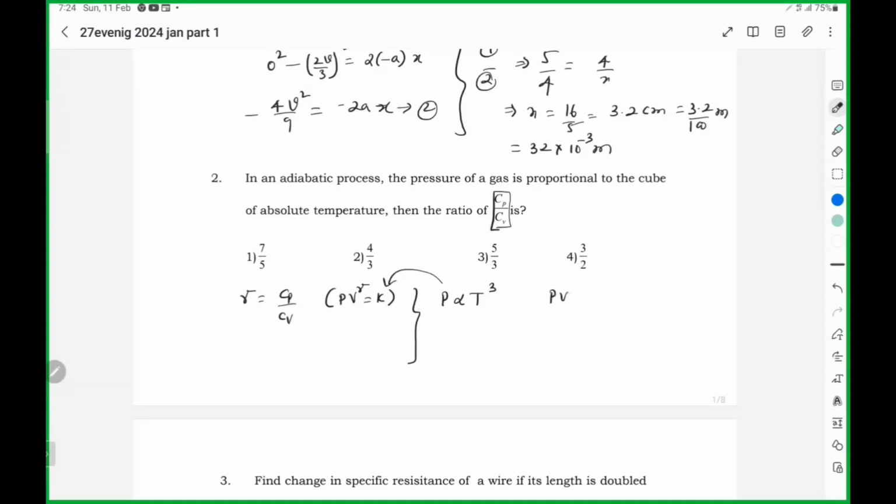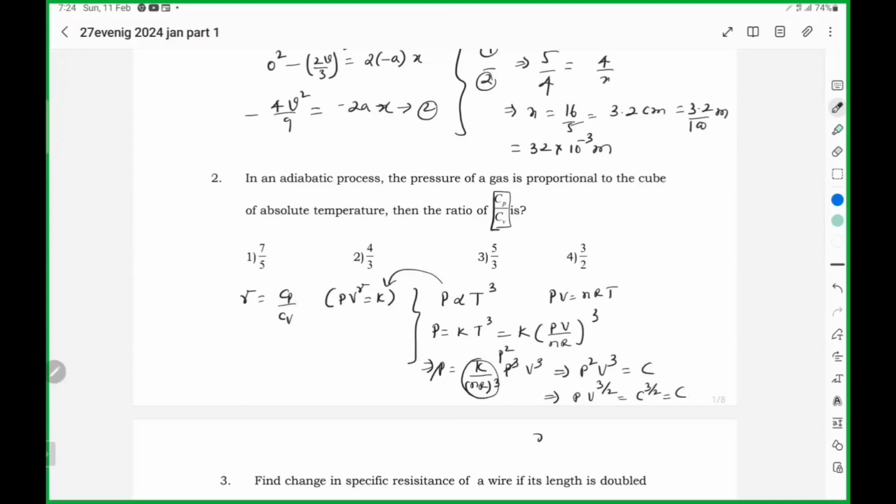The ideal gas equation is this. Here P is K times T cube. In place of T, I will write PV by nR, whole cube. So P here is K by nR whole cube, P cube V cube. That is P square V cube. Finally, this whole thing is a constant. PV power 3 by 2, which is again constant.